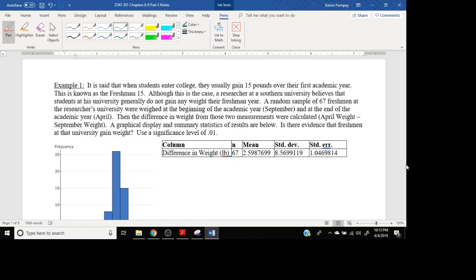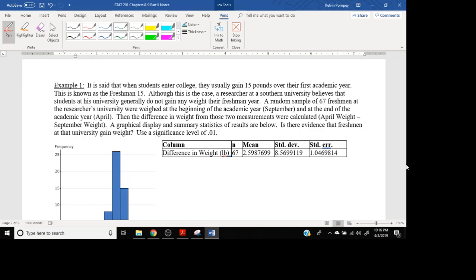A random sample of 67 freshmen at the researcher's university were weighed at the beginning of the academic year in September and at the end of the academic year, which is in April. Then the difference in weight from those two measurements was calculated. So they took the April weight and subtracted from that the September weight. And so if you get a positive value, that meant the person weighed more in April. That means they gained weight. And if you get a negative value, since you're doing April weight minus September, that means the September weight was larger. That means that they lost weight. So negatives means they lost weight. Positive means they gained weight.